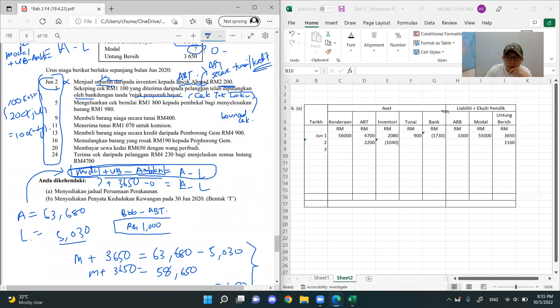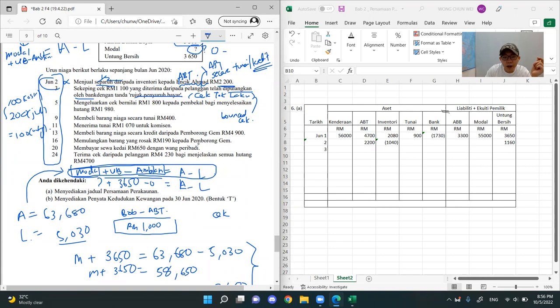On check, the check is on paper. Back then they didn't have online transfer, so normally they used check. Now it's very convenient: you just do an online transfer, Maybank to UMAE. But before that, they used check, right?